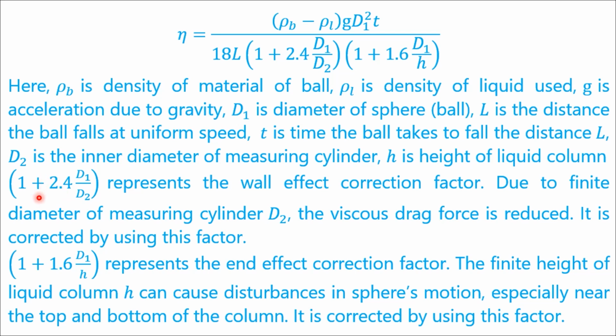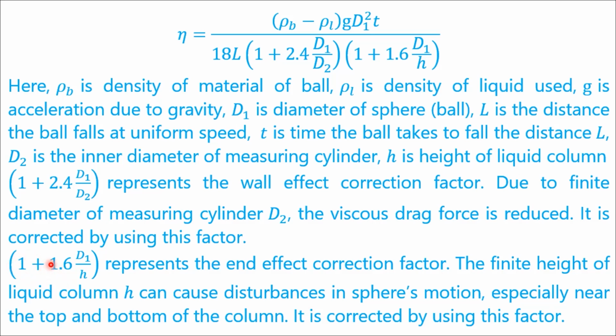In an ideal scenario, the liquid flow around the sphere would be unrestricted, but in a finite cylinder, the walls disturb this flow pattern. This correction factor is necessary. If this correction factor is not applied, the drag force will be underestimated, and this will lead to incorrect value of viscosity. This term 1 plus 1.6 d1 over h represents the end effect correction factor.